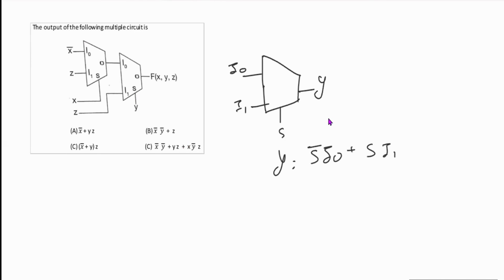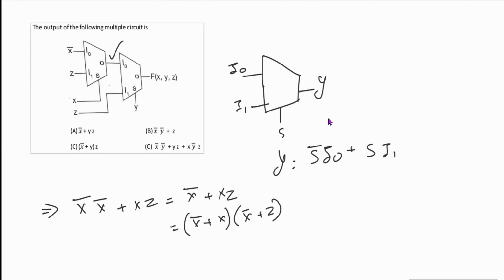Suppose I am writing the expression for this one first. The expression will be, because x is my select line, x bar into I0. I0 is also my x bar. So this is x bar dot x bar plus x into z. That is x bar dot x bar is x bar, plus xz, and if I break it further, that is x bar plus x and x bar plus z. So it will become x bar plus z.